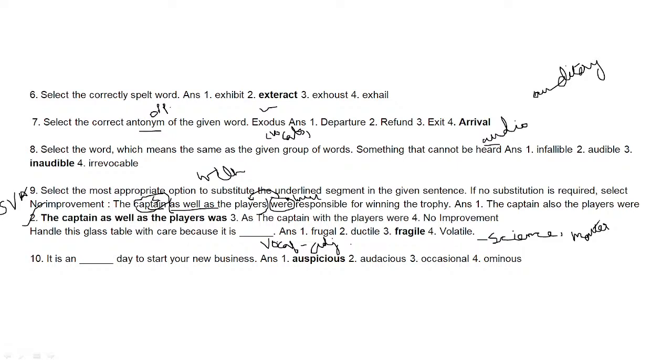Frugal is something which is related to force. Ductile means something which assumes the shape properly in whatever form you put it. Malleable and ductile means, suppose that metal is beaten, then it will take up a different shape. It can be molded differently. Volatile means something which changes its form or becomes a gas. But fragile means something which breaks easily.